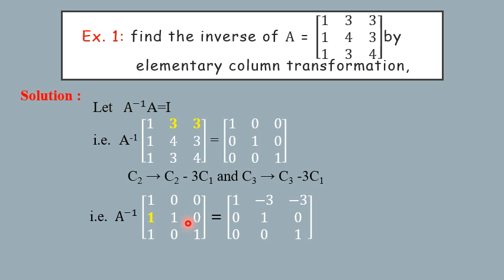Now this element is already 1. So by using the second column, we have to reduce these two elements to 0, in which this one is already 0. So to reduce this element to 0, we just subtract the second column from first column. That means we have to perform this operation. C1 changes to C1 minus C2.